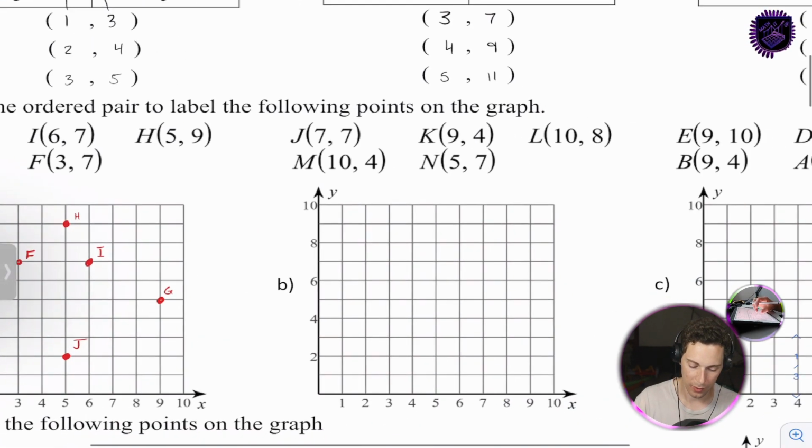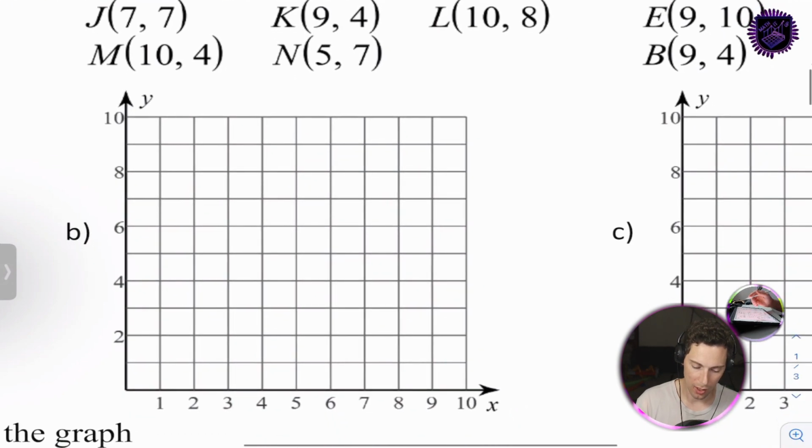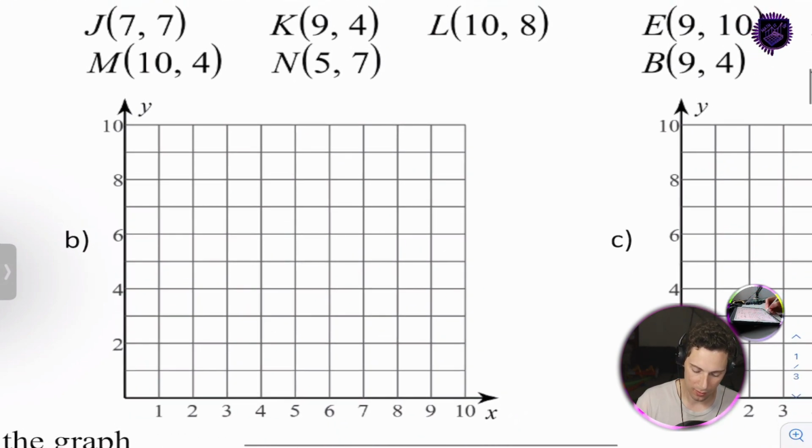I'm going to do this next one. 3B. J is 7, 7. 7 over and 7 up. J. K, 9 and 4. K. L, 10 and 8.